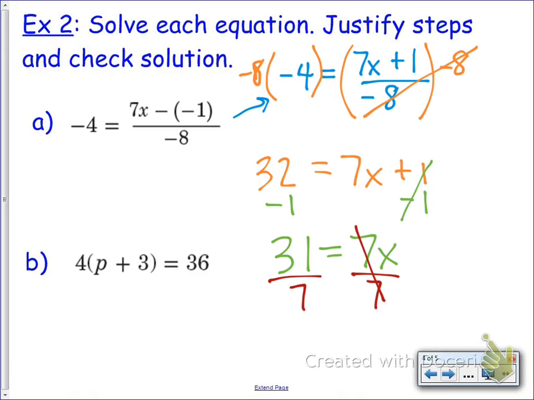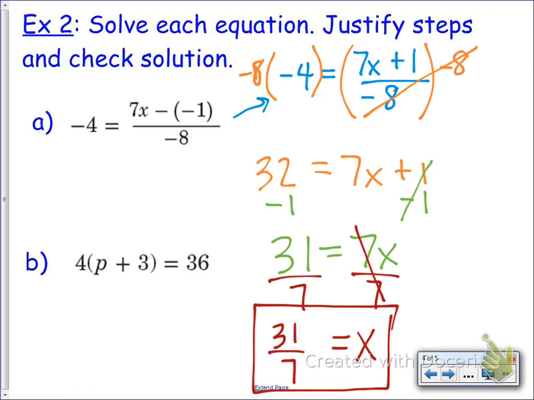And then most of you would type this into your calculator, but guess what? I like improper fractions better than decimals, better than mixed numbers. So I would just leave this as x equals 31 over 7. And that, to me, is the best way to write that answer. Now I could also plug this back in and check it. So don't forget that you can do that.